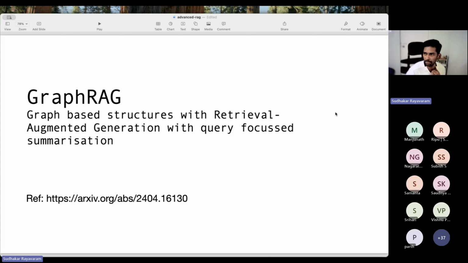So, a quick time check. I have 10, 15 minutes. I think I'll be able to talk about it and also give you a demo. We'll see. Okay, so this is also a paper. There is this GraphRAG paper, and you can use that to go into detail.